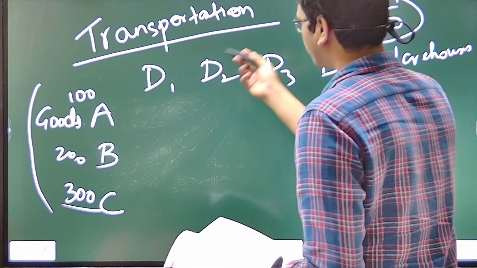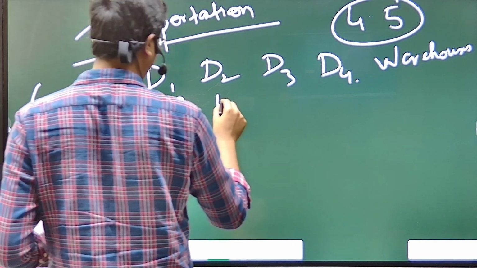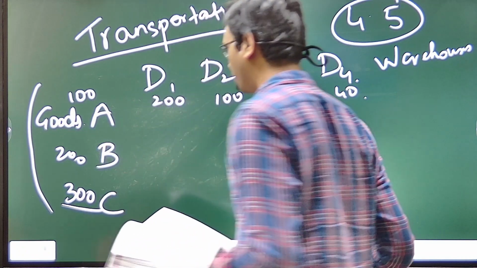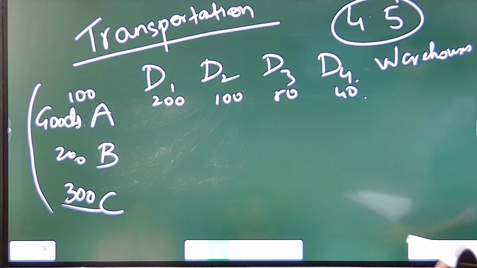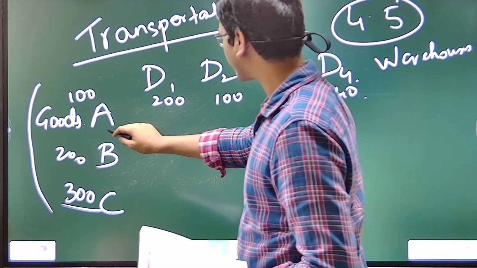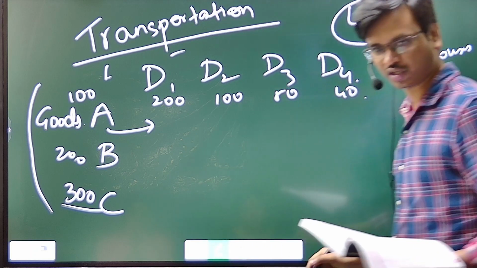Now these also might have some capacity. You say this has 200 capacity, 100 capacity, 50 capacity and 40 capacity. And there will be some kind of a cost associated to transport goods from these locations to your destinations.